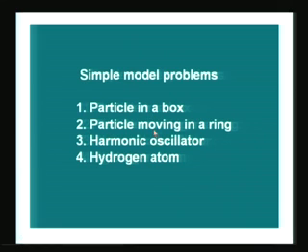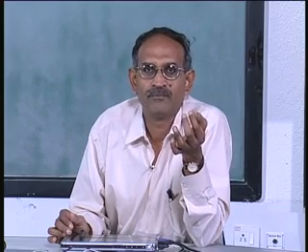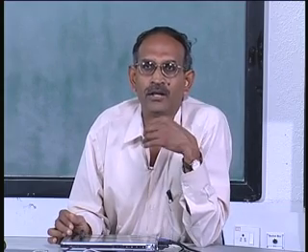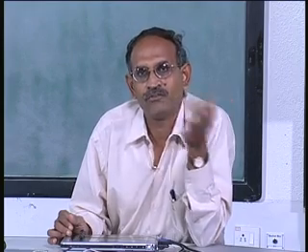The second is a particle moving in a ring, slightly more complicated. An even more complicated system is the harmonic oscillator. We will try and solve these using the Schrodinger mechanics, and then of course the hydrogen atom. For chemists, the starting point of quantum mechanics in chemistry is the hydrogen atom, the lightest and first in the periodic table, the simplest atom, a one electron system, one electron, one proton.